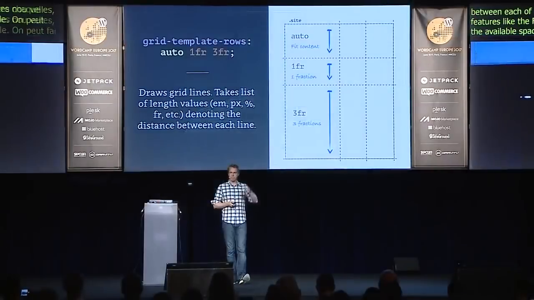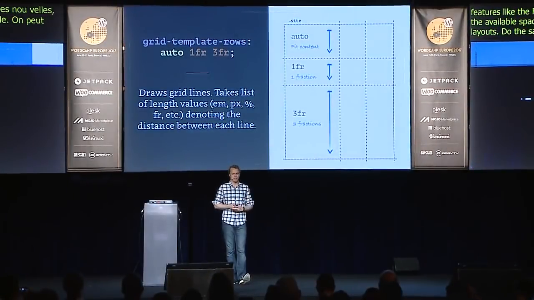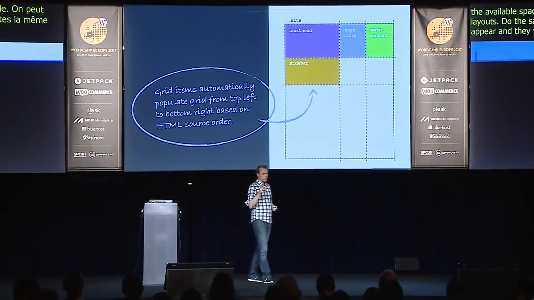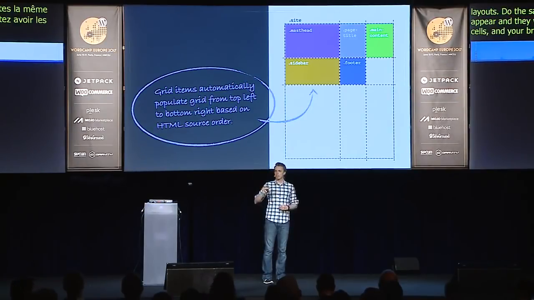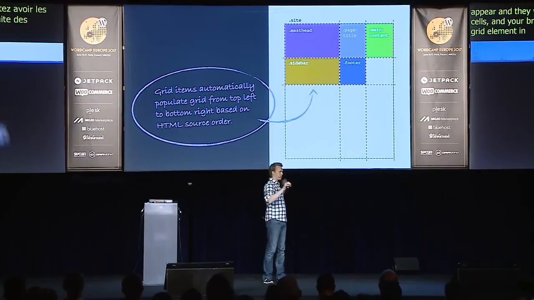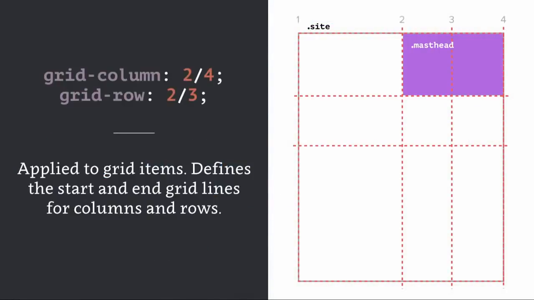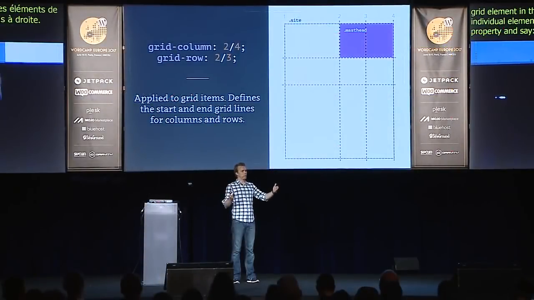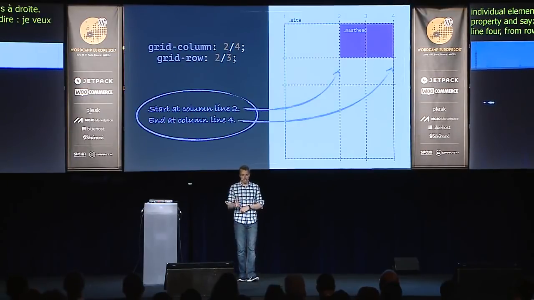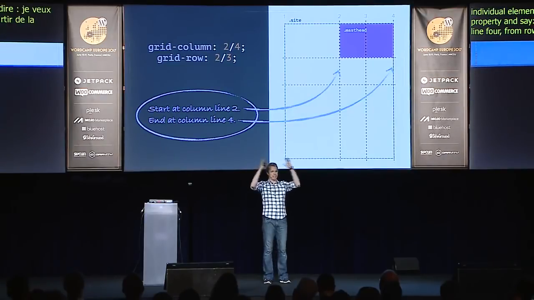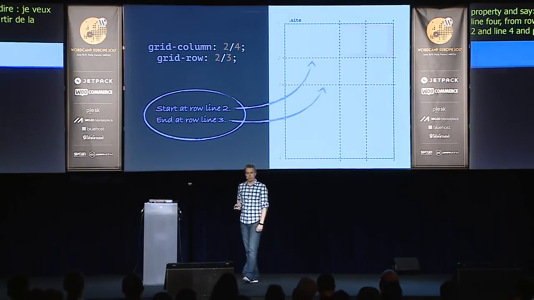Do the same with rows. You just declare a list of where you want the rows to appear, and they will appear automatically. Once you've drawn rows, you have cells, and your browser automatically places all the direct descendants of the grid element in those cells, from the top left to the bottom right. Then, for each individual element, you can, if you want to, declare a grid column and a grid row property and say, I want this element to appear from column line 2 to column line 4, and from row line 2 to row line 3. That means you literally find column line 2 and column line 4, and you put the content in between those two lines. Same with rows.